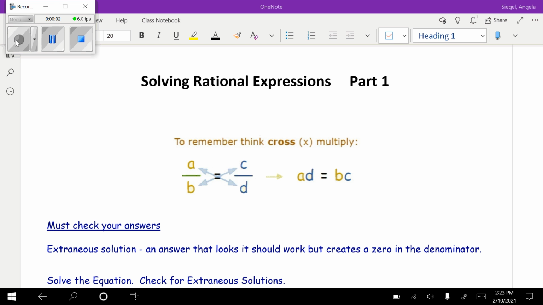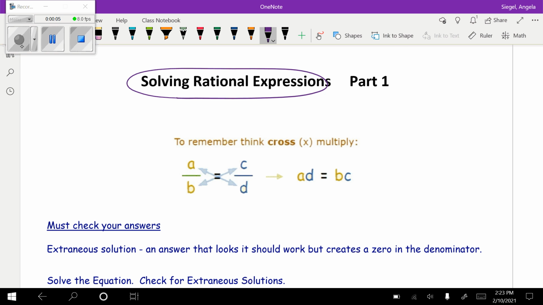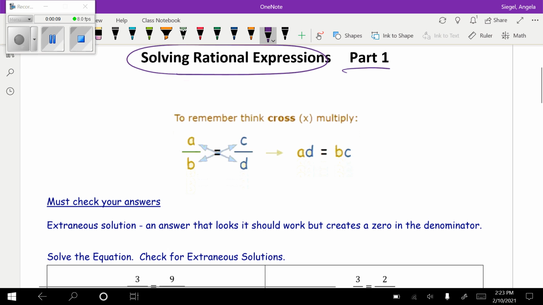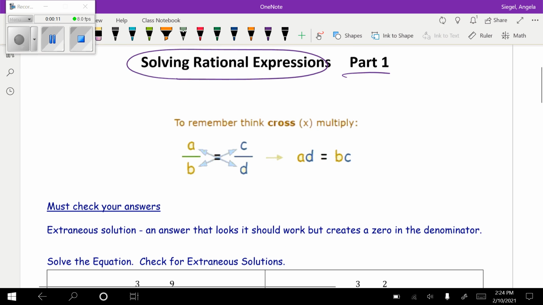Hey guys, welcome to Solving Rational Expressions, and we're going to break this up into two parts. So this is part one. At its basic level, we're really going to use cross multiplication today.